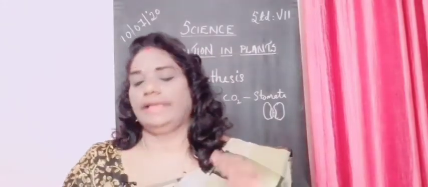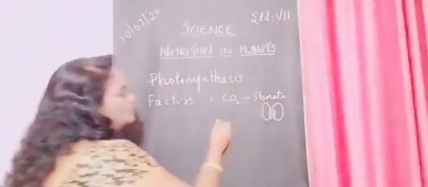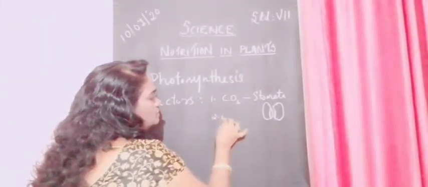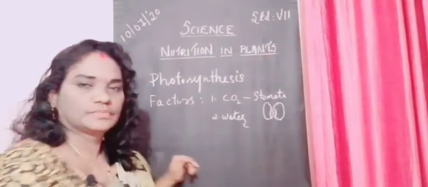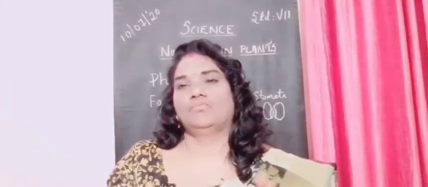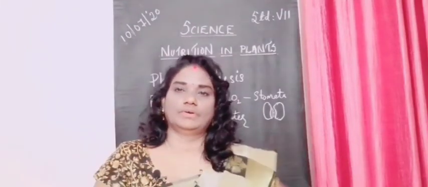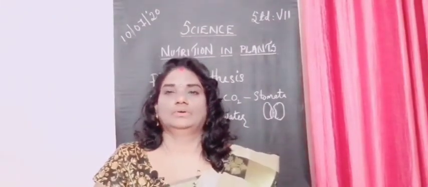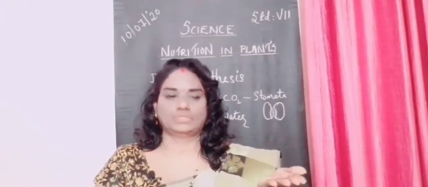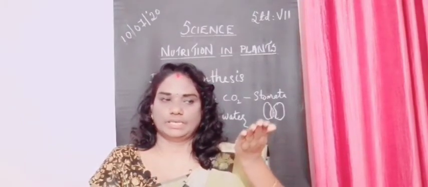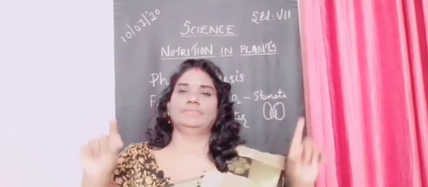Got it? And the second factor which is required is water. How do plants get water? Plants absorb water from the soil through their roots. You know the roots are growing downwards into the soil. The water rises up through the stem and reaches all the parts of the plant, like leaves, branches, flowers, everywhere.